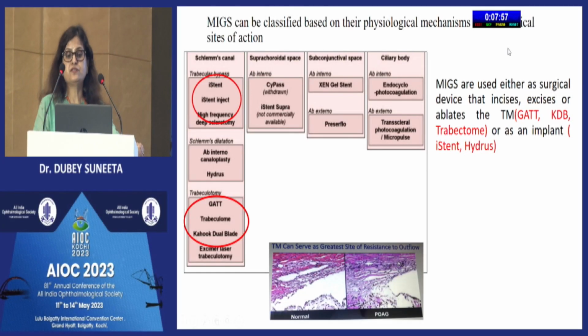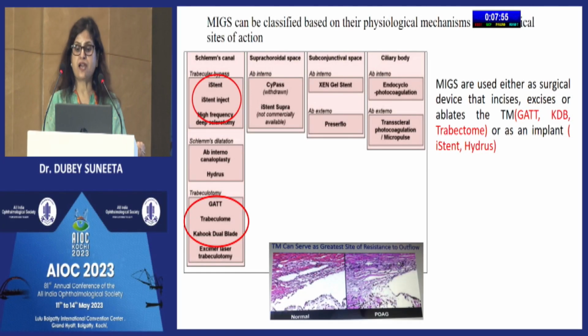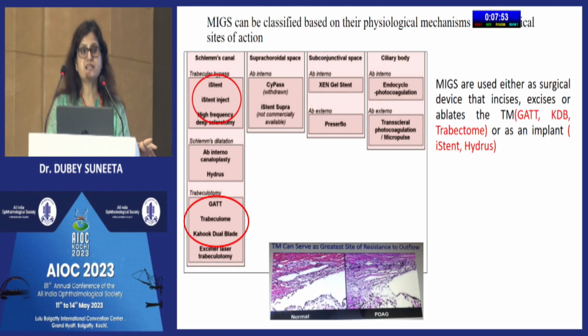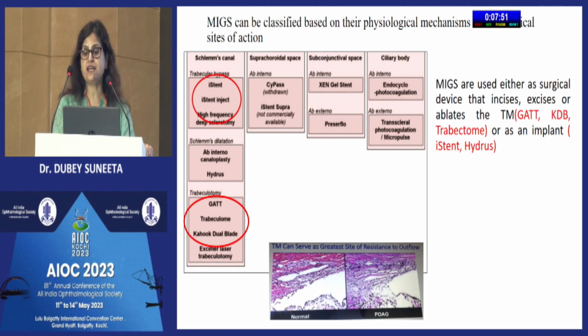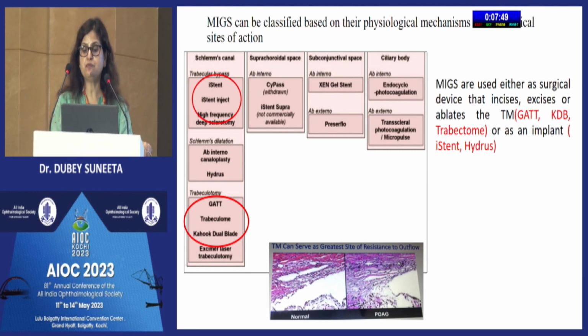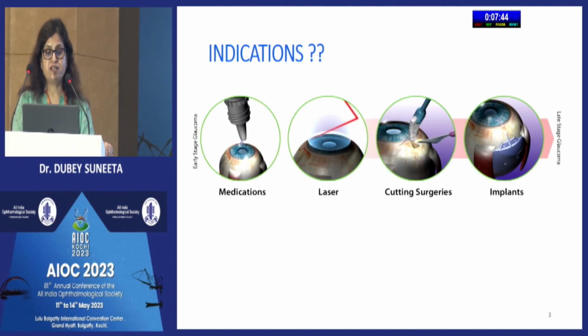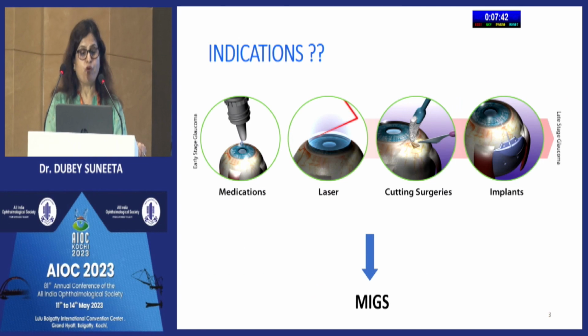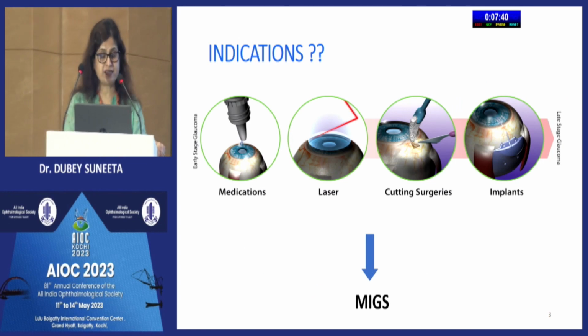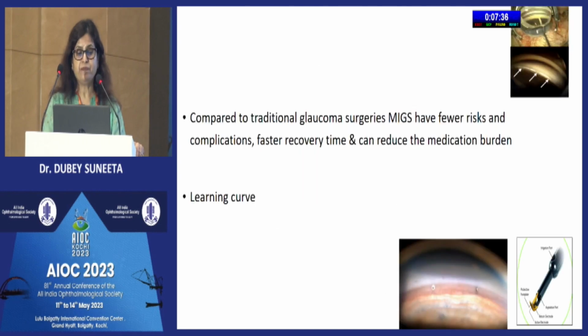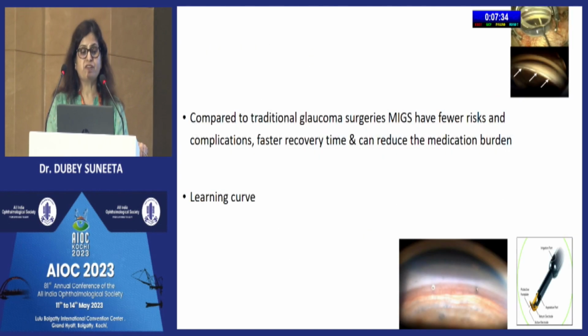So, MIGS are used either as a surgical device that incises, excises, or ablates the TM, like in GATT, KDB, and Trabectome, or as an implant, like in iStent and Hydrus. Generally, MIGS are performed after the options of medications and lasers have been exploited, with or without cataract surgery. However, they can be done even after cutting surgeries.